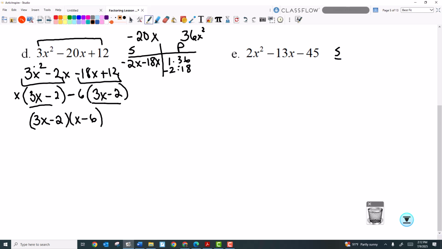So we'll do it one more time. So negative 13 is my sum. P is 2 times 45 is negative 90. So I want to know what multiplies to give me negative 90 adds to give me negative 13. And I'm actually going to think about this one for a second.